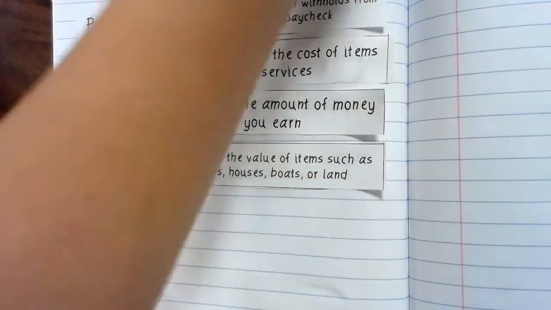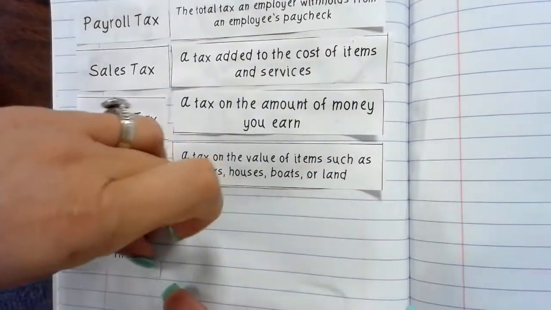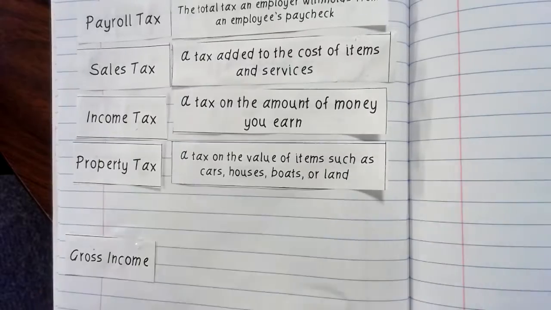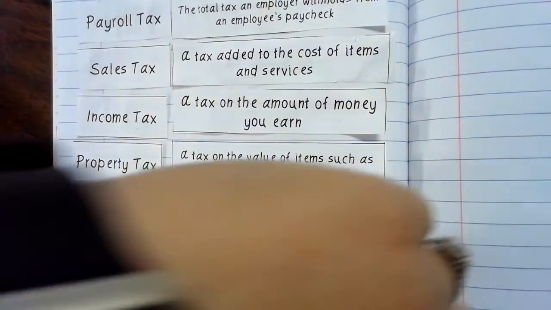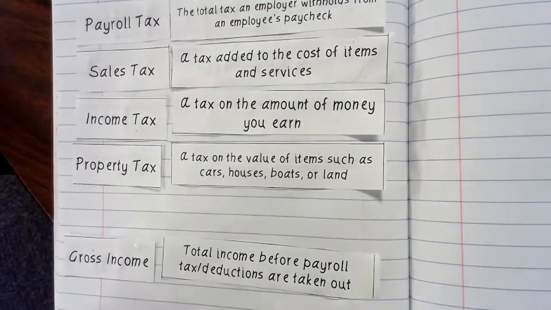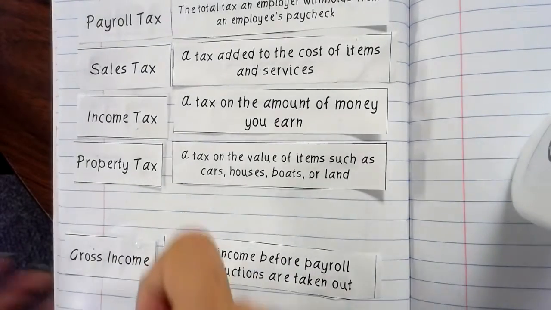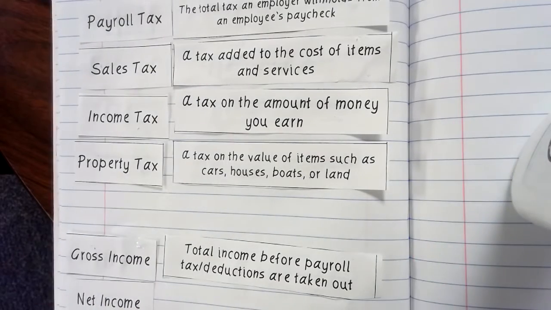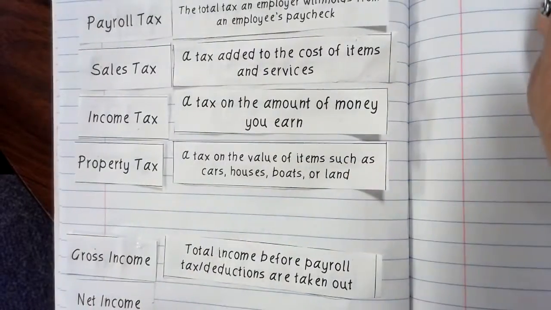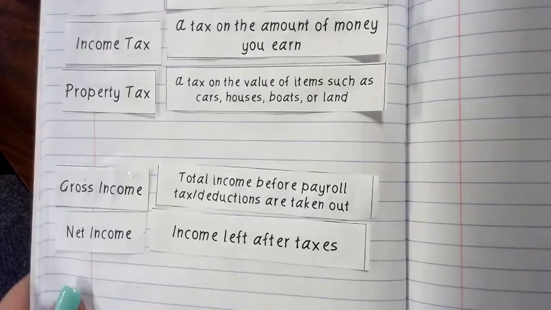All right, and I'm going to skip just a little bitty space, and I'm going to put my 2 types of income. So gross income, before the deductions are taken out. That's at the top of the basketball goal. Then we have net income. This is after taxes. This is after it's gone through the basketball net. So it's the income left after. This is the money you actually get to spend on bills or whatever.